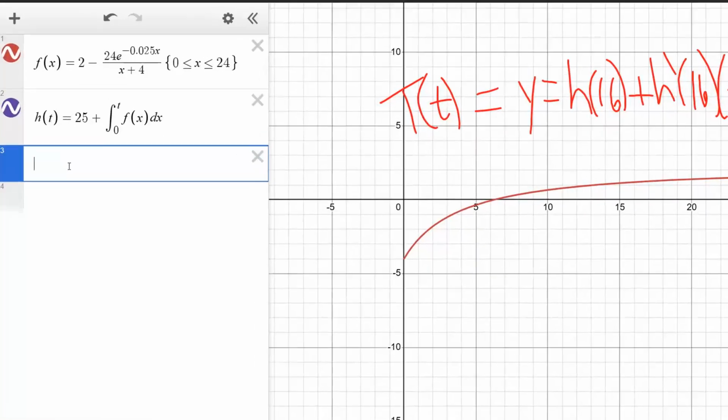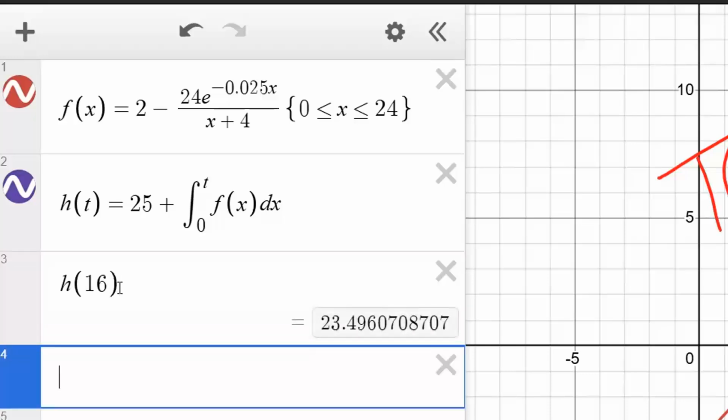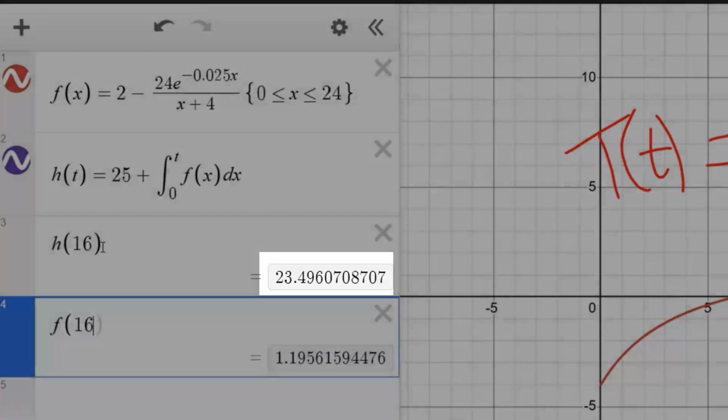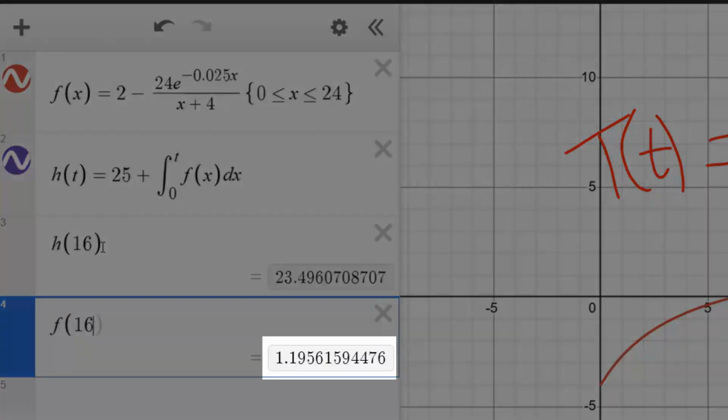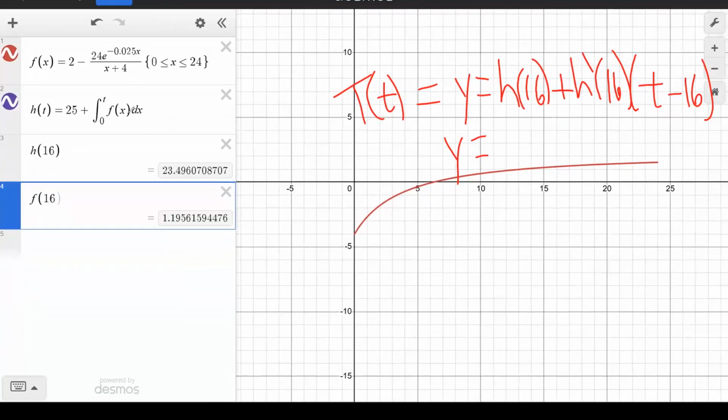So here back in Desmos, we already have the h function there, so we could do h of 16. And h prime of 16 is just going to be the function f evaluated at 16 as well. So we would have 23.496 and 1.196. So then our equation of the tangent line would be 23.496 plus 1.196 times t minus 16. And then we set that equal to 25.